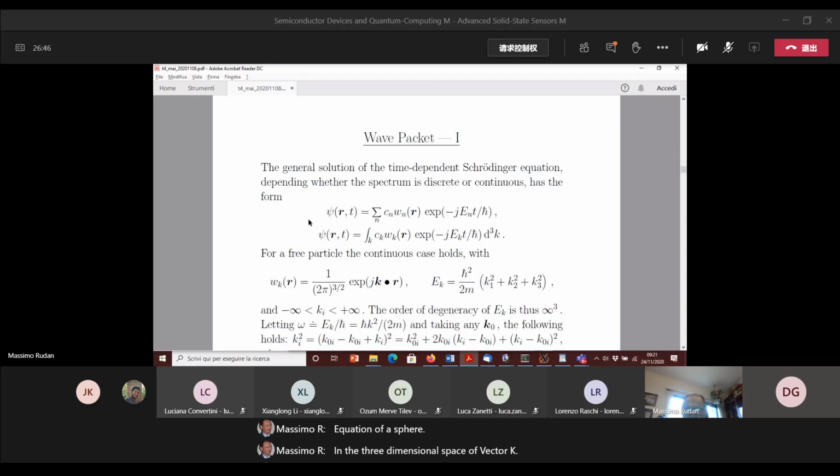That means that there are infinite possible directions of the radius so that we obtain the same energy, because for the energy it suffices to prescribe the modulus of the radius. So this is a very easy case in which we notice that the order of degeneracy is infinity to the third, because for one given value of energy, we have infinity to the third possible k vectors that corresponds to infinity to the third possible eigenfunctions.